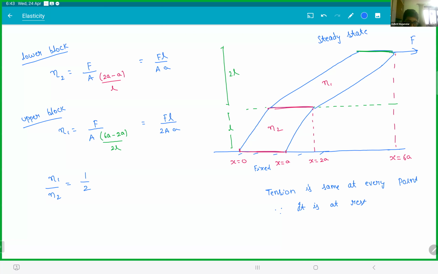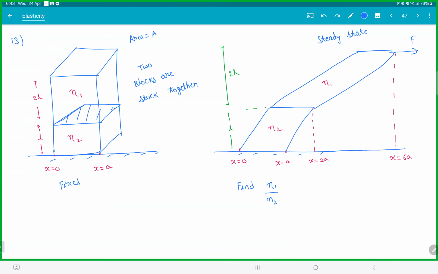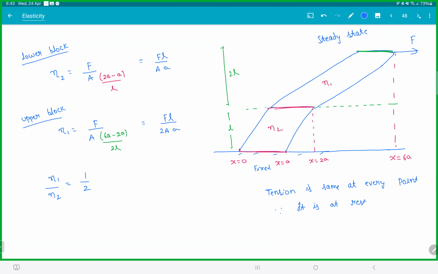Sir, the area will be different, right, in the second and first block? No, it is the same area. Why would it change? It is the same displacement, right? When you push it, this area will still remain same. The parallel area. All got this? Any doubts on this? Next one.